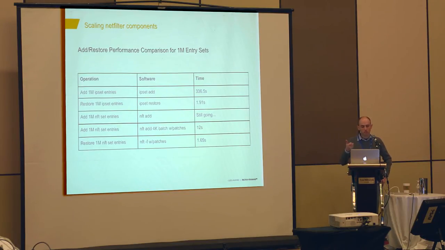IPset add of a single element a million times, or a million entries, takes about five and a half minutes. A restore, though, is about 2 seconds. Single adds of a million entries, so nft add, takes a long time. If I batch that, though, I can get it down to 12 seconds, and there's still probably a way to get that even further down. And then the restore, with the patches, I can get to 1.6 seconds. So it's on par with, and as Pablo pointed out, better than IPset, because we have the atomicity stuff.